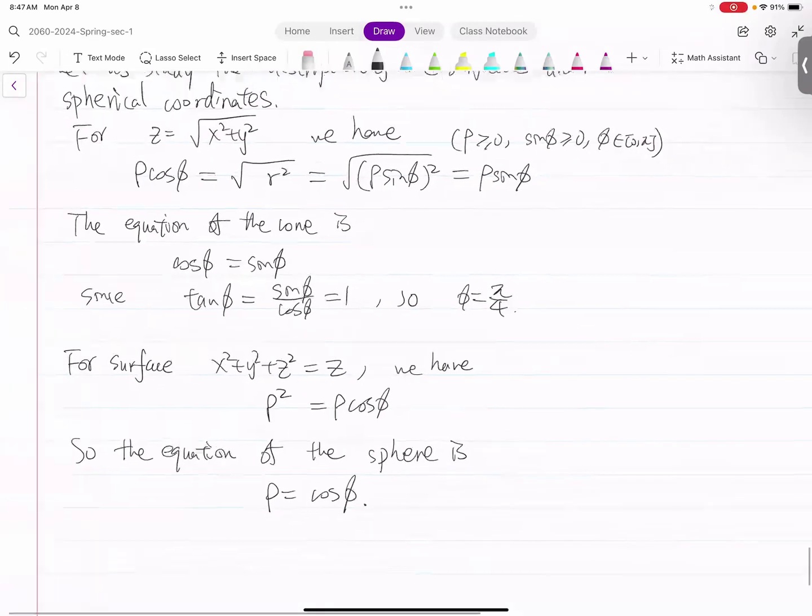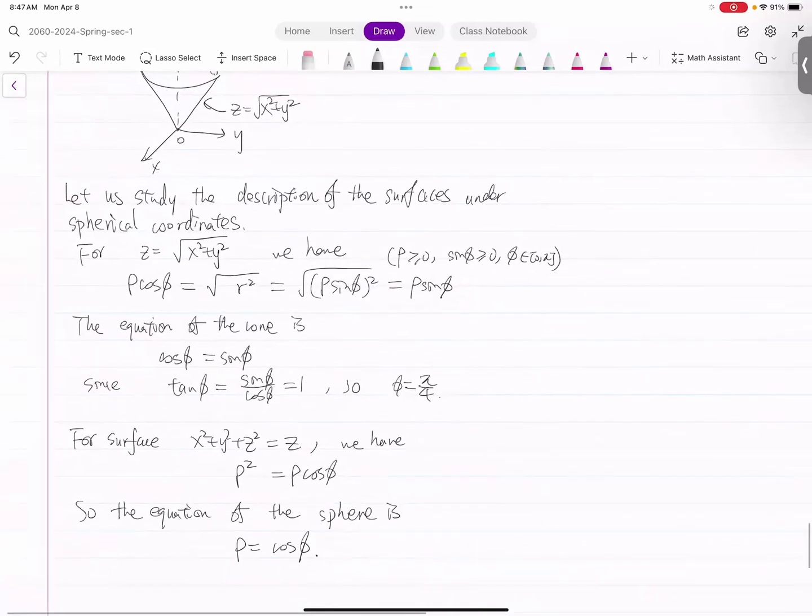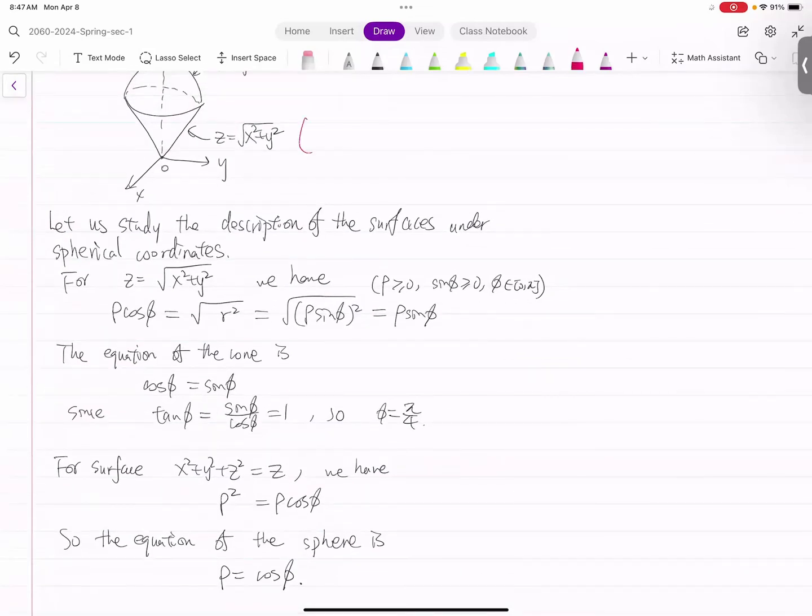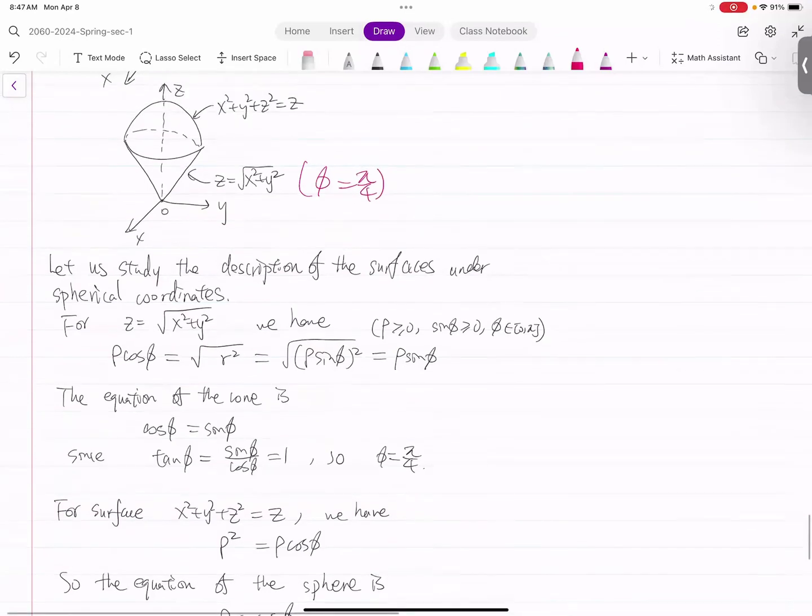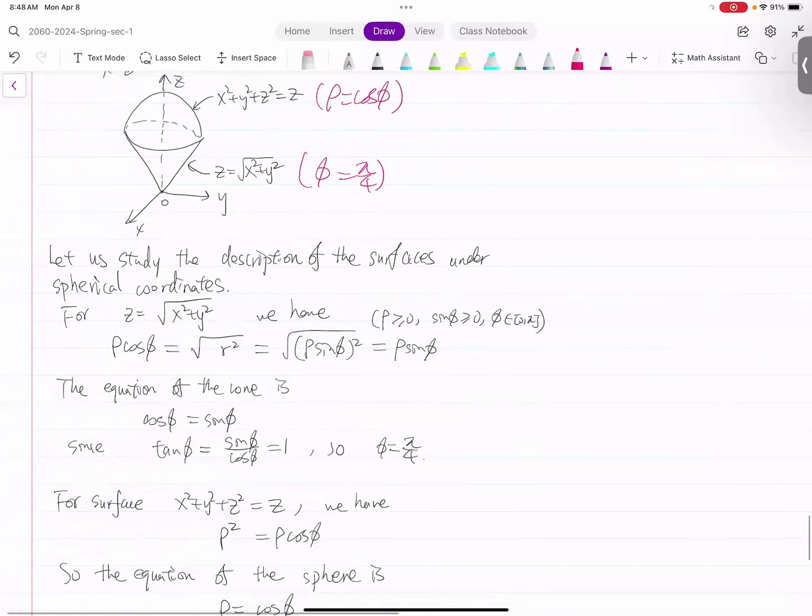So now let's look back at the figure. This one says phi must be pi over 4. And this one says rho must be cosine phi.